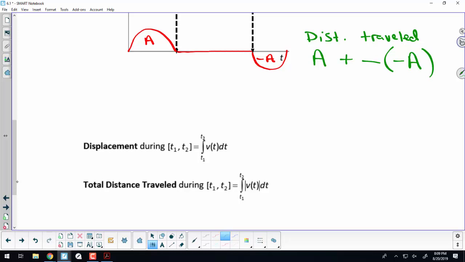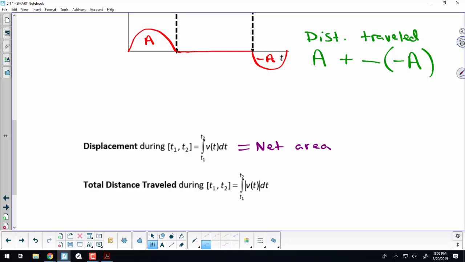So then we're going to put that in the context of our math and say that the displacement, or the net change from a time t1 to another time t2, is just the integral from t1 to t2 of the velocity function. How do we denote that? Net area. The distance traveled, we have to look at the integral from t1 to t2 of the absolute value of the velocity. And again, what does the absolute value do for us?